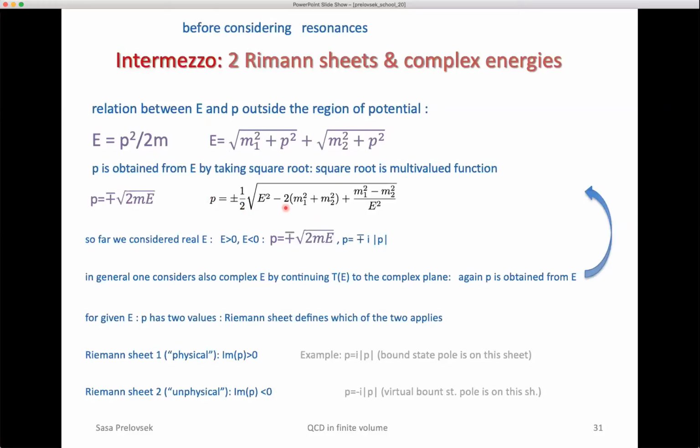And there is a simple definition which tells you which solution you're using. If you use the solution where the imaginary part of the momentum is bigger than zero, you say you're on Riemann sheet one, the physical Riemann sheet. Never mind the names, physical or unphysical. If you're using the solution where the imaginary momentum is negative, you say you're on Riemann sheet two, unphysical. In some sense, the bound state is on Riemann sheet one, and the virtual bound state is on Riemann sheet two. That's the definition of the Riemann sheets.